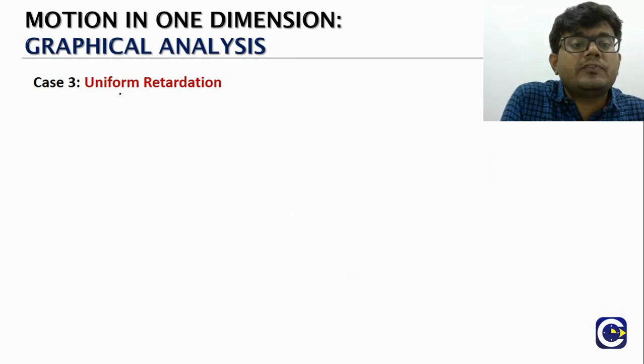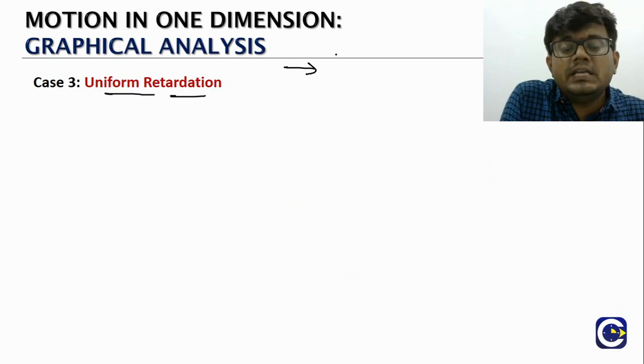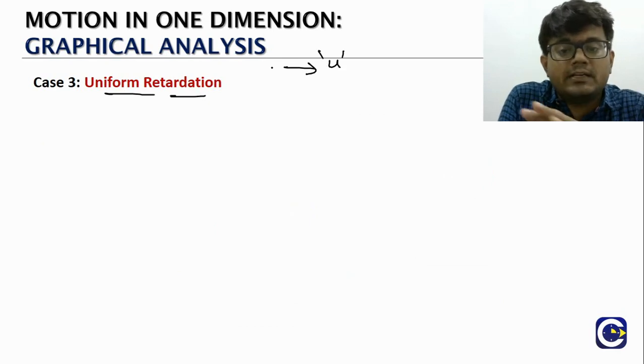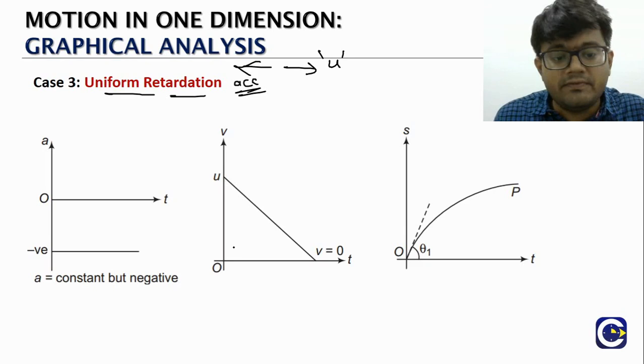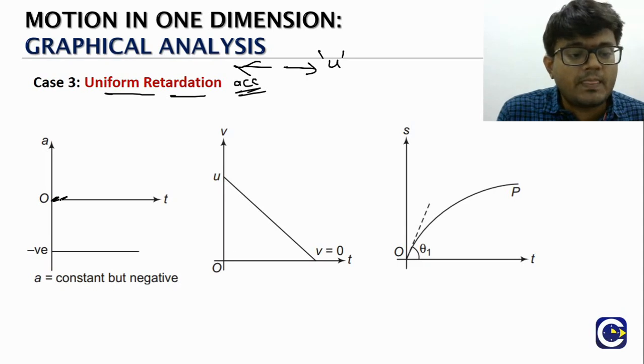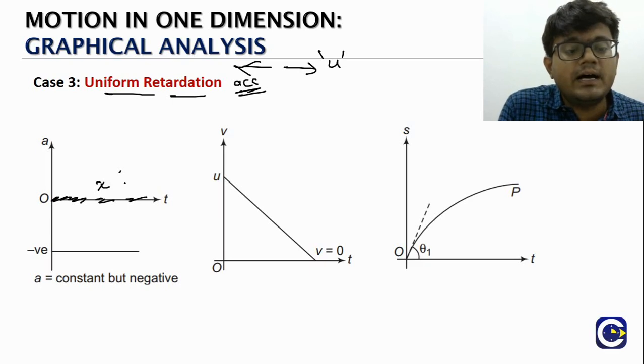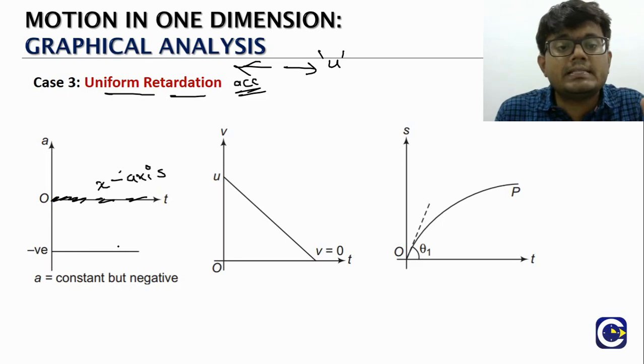Now we will see the case of uniform retardation. If the initial velocity is, let us say, u to the right, then the acceleration will be in the opposite direction. Since it is uniform retardation, it will be negative. You can see this is the x-axis, and we are keeping our acceleration below the x-axis. So it is a negative acceleration.